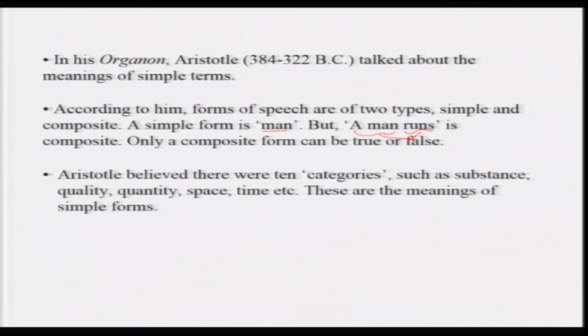Aristotle believed there were 10 categories such as substance, quality, quantity, space, time, etc. These are the meanings of simple forms. So, the entire Aristotelian philosophy in a sense is based on this kind of categoriology, this typology of elements, and we can see that it was somehow semantic, not that it was very strictly semantic all the time. Sometimes the typology seems to be slightly confused, but despite all odds, we can see that it is mostly semantic.